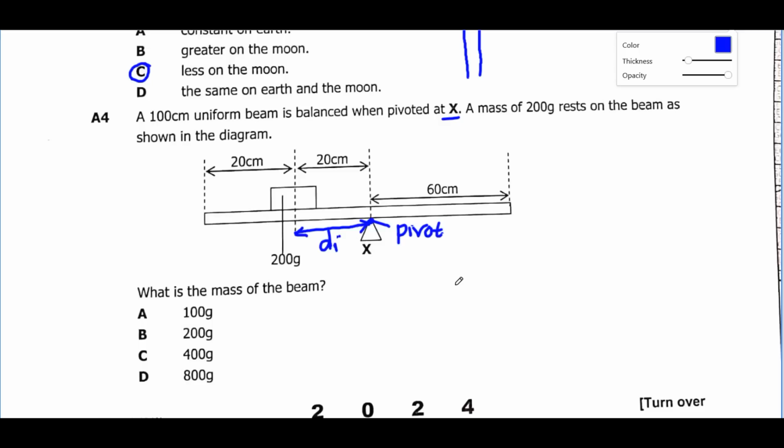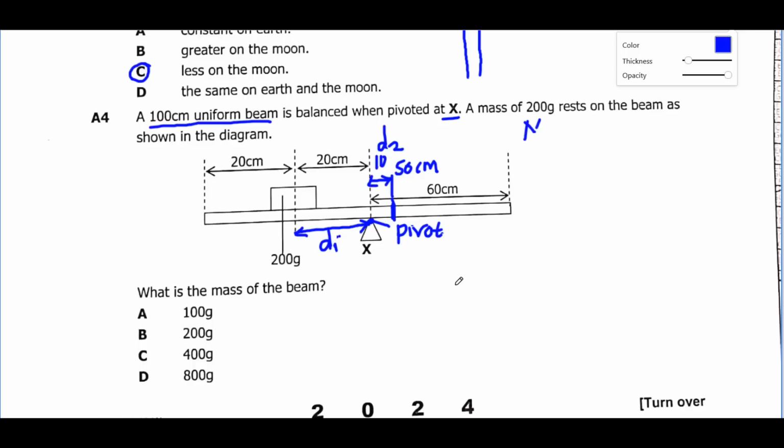Now, since we are told it's a uniform beam, it simply means that the center of mass for this beam is located at 50 centimeters of the same beam. So somewhere here is where the 50 centimeters is. If this is 50 centimeters, then the distance between these two is 10 centimeters, and this is what we are going to consider as distance 2. So you have to be careful when dealing with a question like this one.